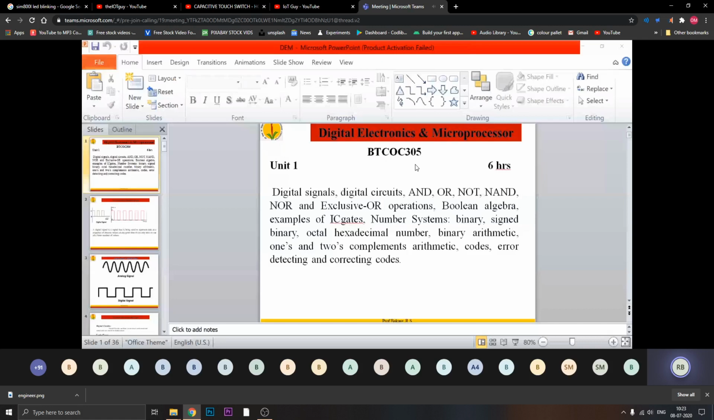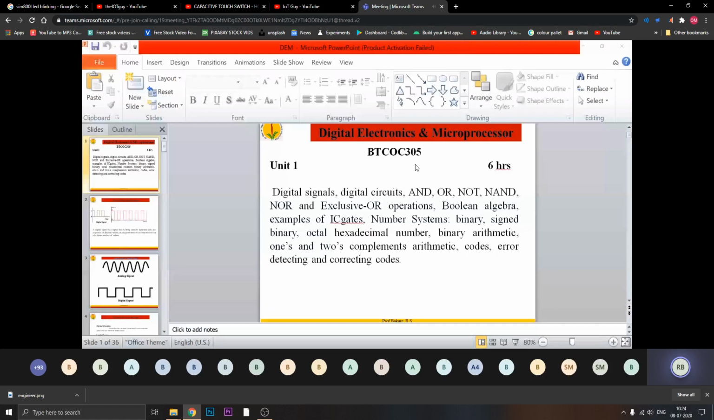Okay, friends, we will start with the digital signal. Now see, I can define a digital signal in three terms: one in voltage terms, second in number terms, and third in level terms. Friends, please listen very carefully. In the first term I define it in terms of voltage, second in terms of number, third in terms of level.